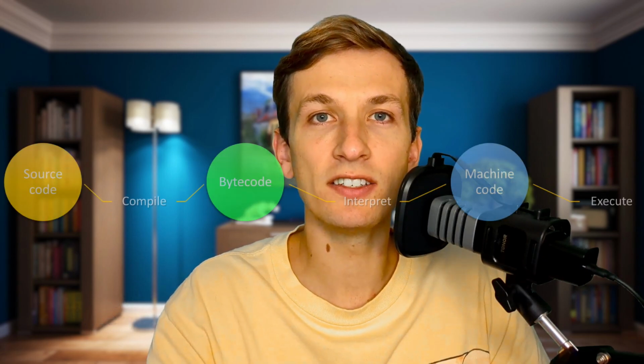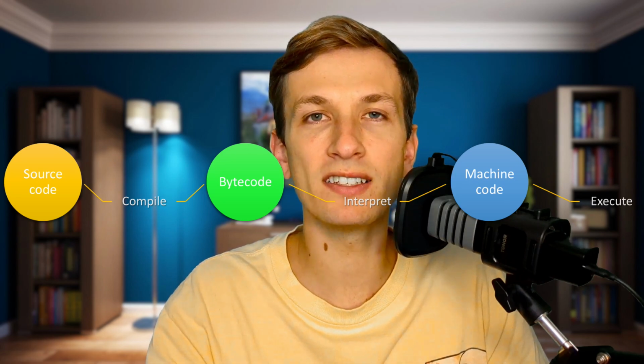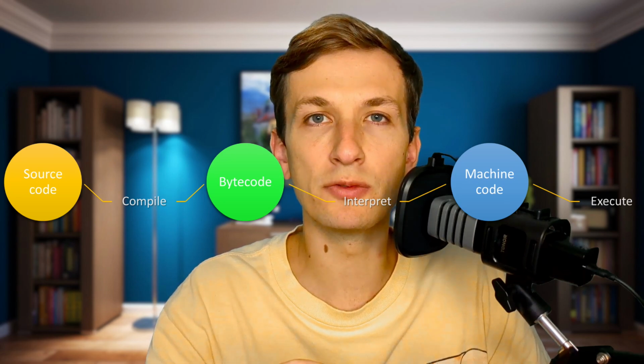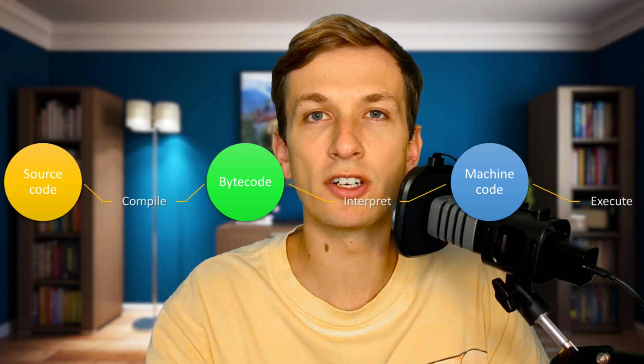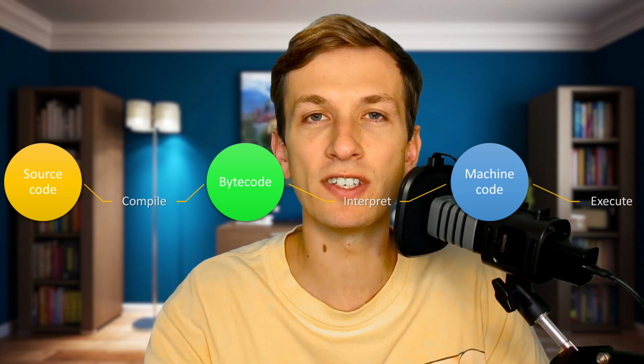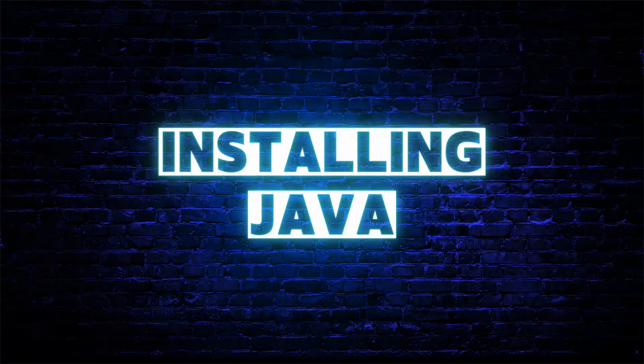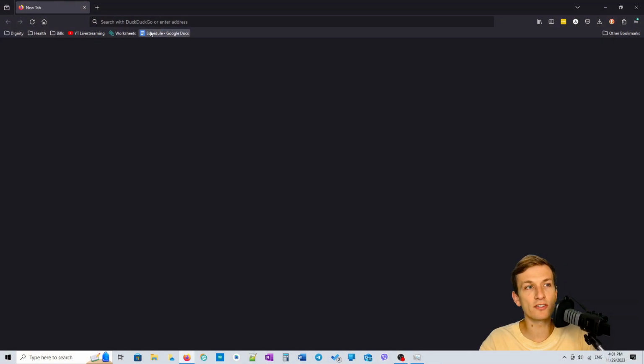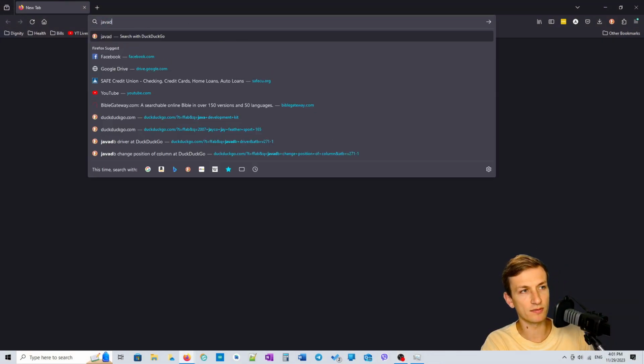So you can see, you write your source code, you compile it into bytecode, and then when you run that bytecode, the Java interpreter changes it to machine code and feeds those instructions to your computer. That was easy. Now on to installing the Java Development Kit so you can write your first program. Open up your browser and search for the Java Development Kit.